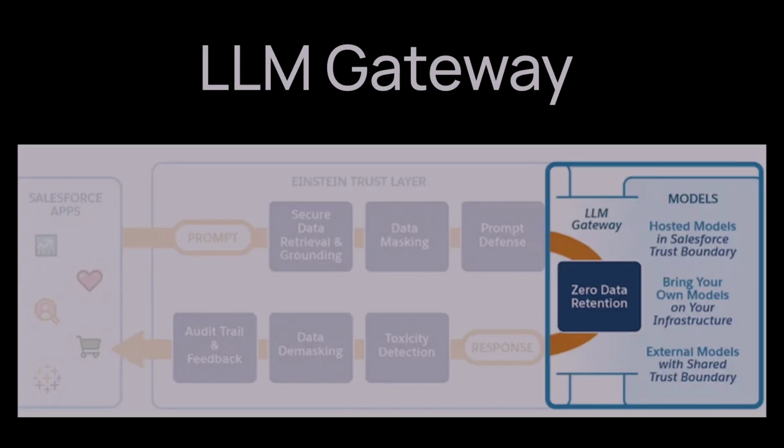There can be three types of LLM models. One, hosted models in the Salesforce Trust Boundary. Number two, bring your own model, which is hosted on enterprise-owned infrastructure. And number three, external models which share boundaries. One really important point is that Salesforce has a zero data retention policy with these external model providers such as OpenAI. So the data is never getting stored in these external model providers. In addition to this, the prompt is also deleted after the response is generated.